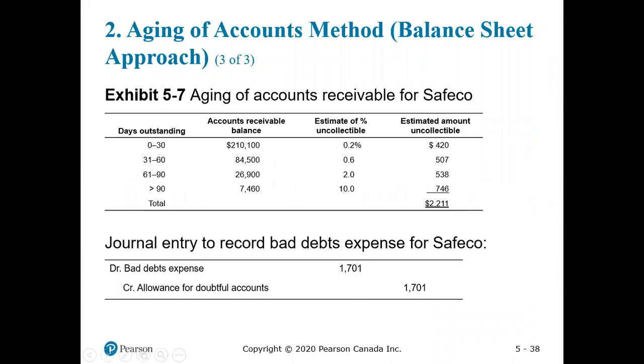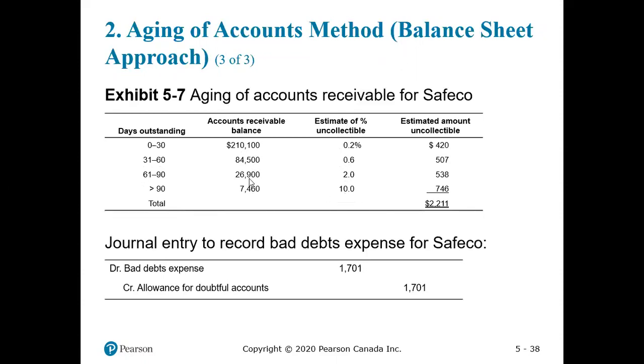So Exhibit 5-7 on page 216 goes through an example of this. You can see they have their days outstanding categories. For any that are outstanding 0 to 30 days, they think 0.2% won't be collected. 31 to 60 days, they think 0.6% won't be collected. 61 to 90 days, 2% won't be collected. And anything over 90 days, they think 10% of that won't be collected.